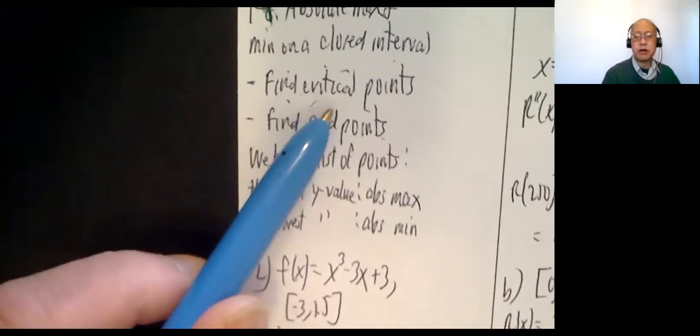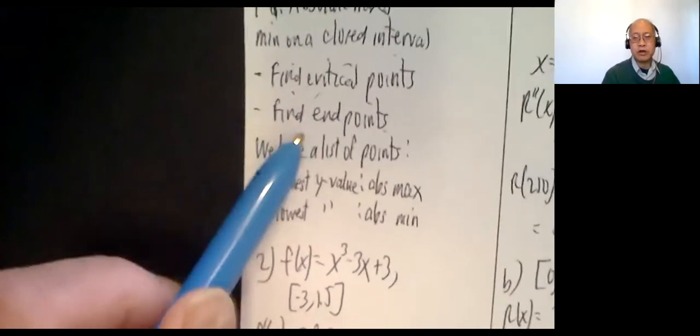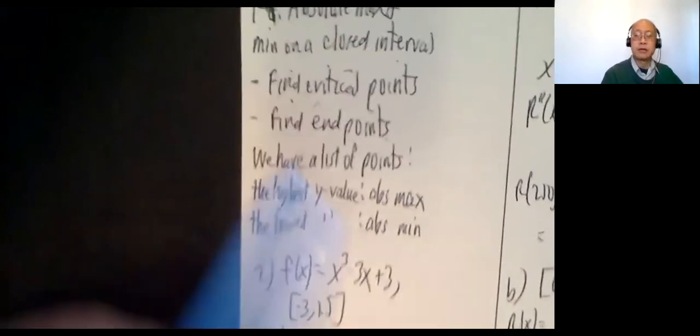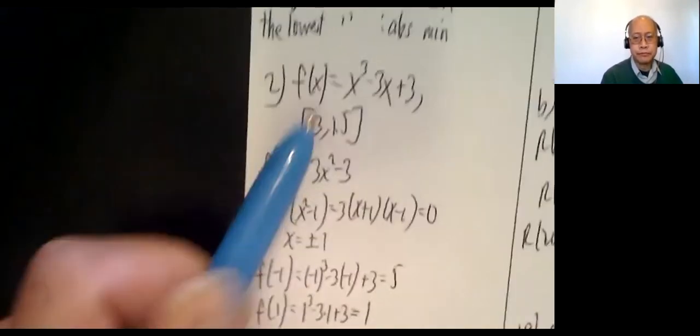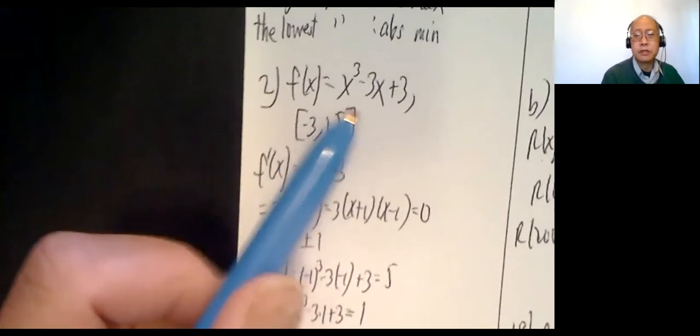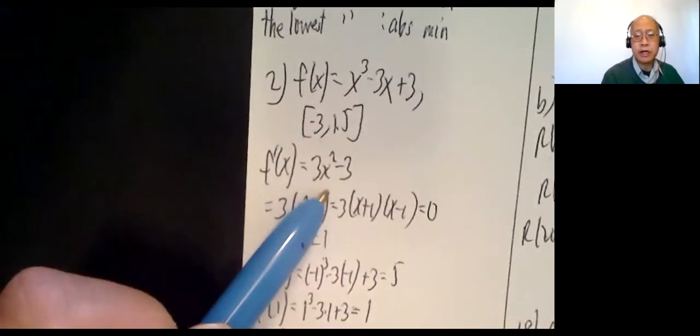And I also have to find the critical points. By the way, this order doesn't matter. You can find the endpoints first and then the critical points. Main thing is you get the list. All right, so let's take the derivative. So what's the derivative of this? 3x squared minus 3.